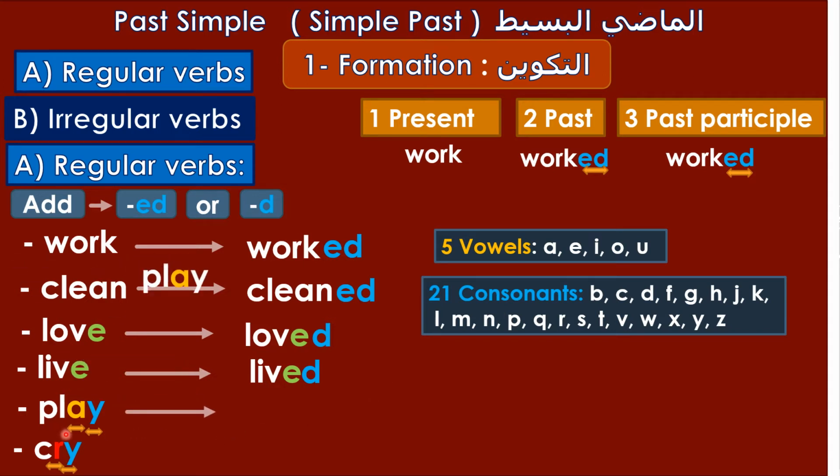If we look at play, we simply add ed, because the y is preceded by a vowel. But in the case of cry, the situation is different. What we're going to do is delete the y and add ied.